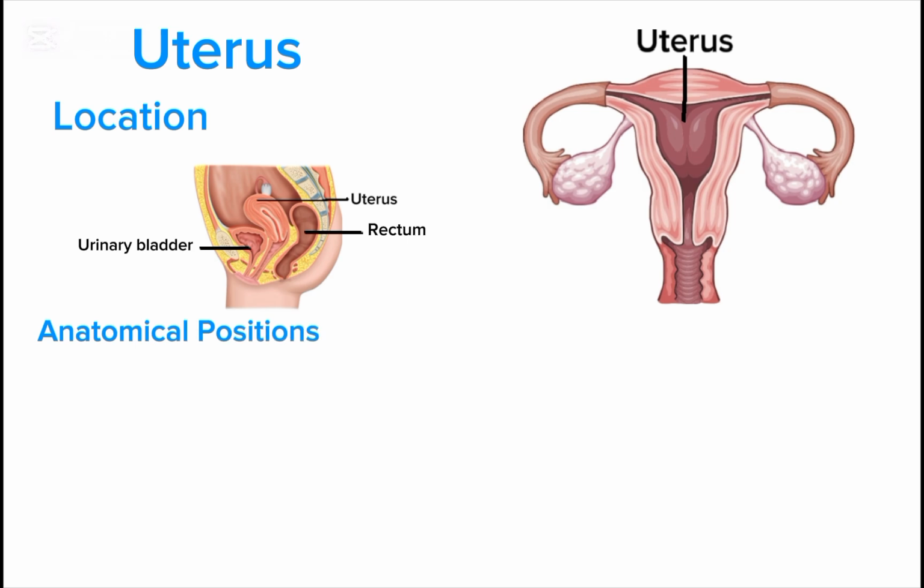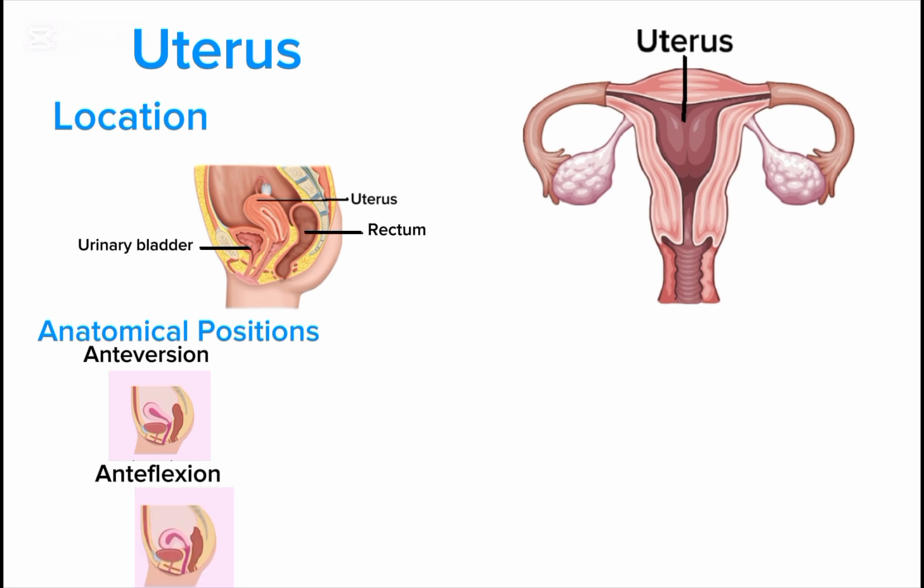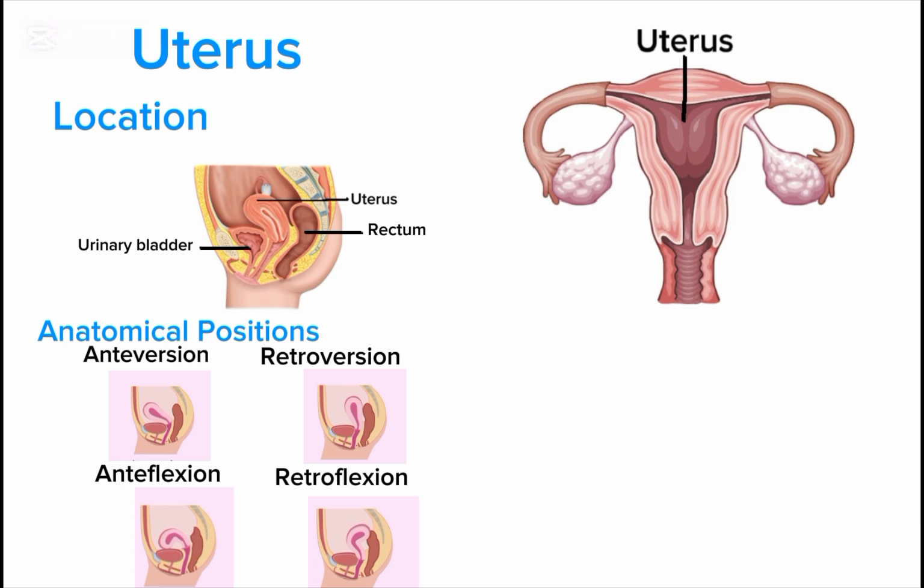Main anatomical positions of uterus in female are anteversion and anteflexion. But some females also show variations that are also normal and asymptomatic. These variations are retroversion and retroflexion.